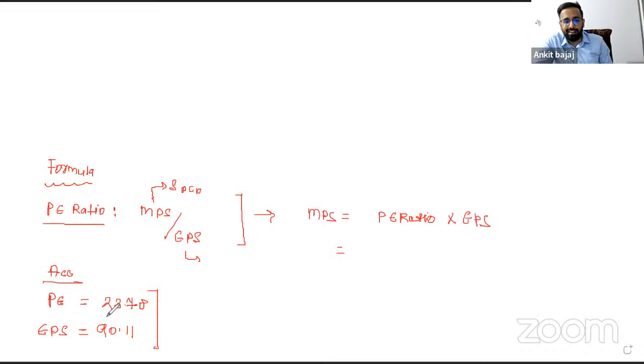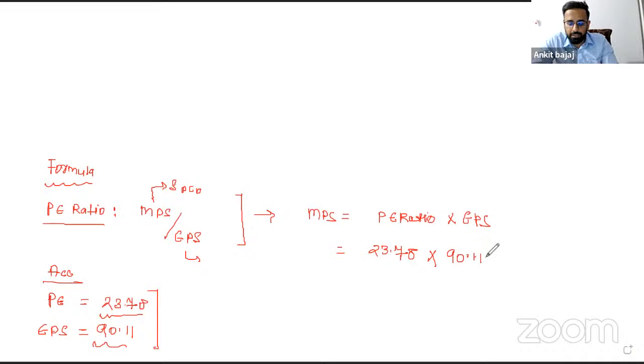Now here we know the PE ratio of ACC Limited. It is 23.78. We also know the EPS. We got this information from the Groww application, or you can say from the market, right? So 23.78 into 90.11. I will solve this on my mobile calculator because I don't have a calculator right now. Just a moment.